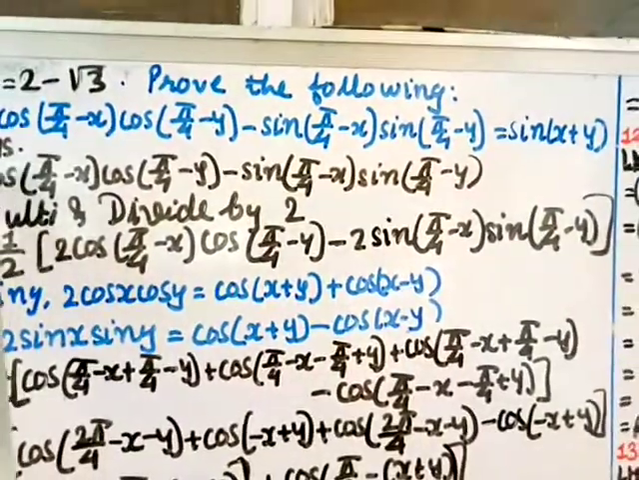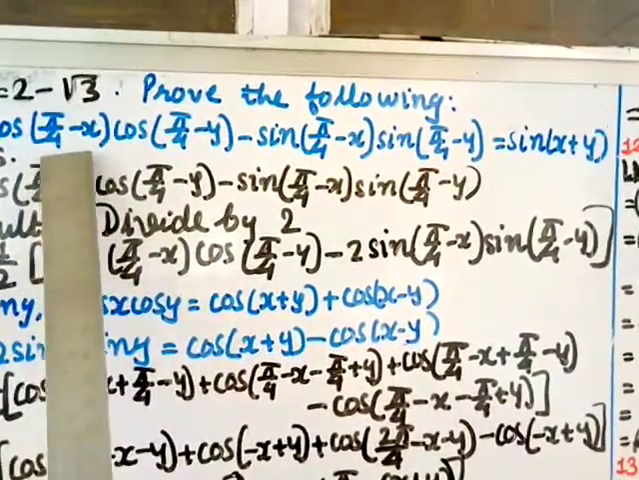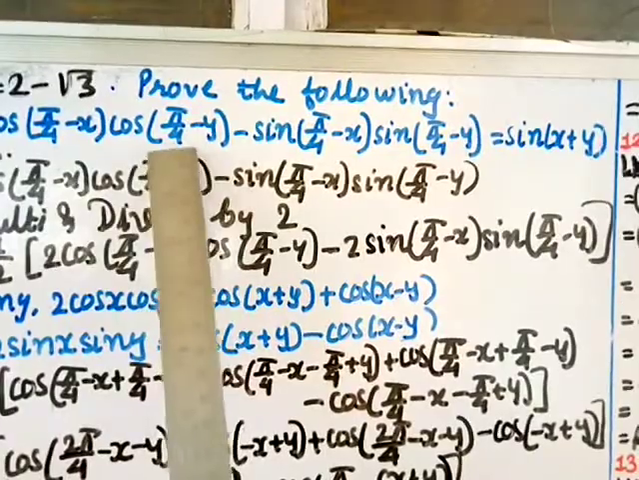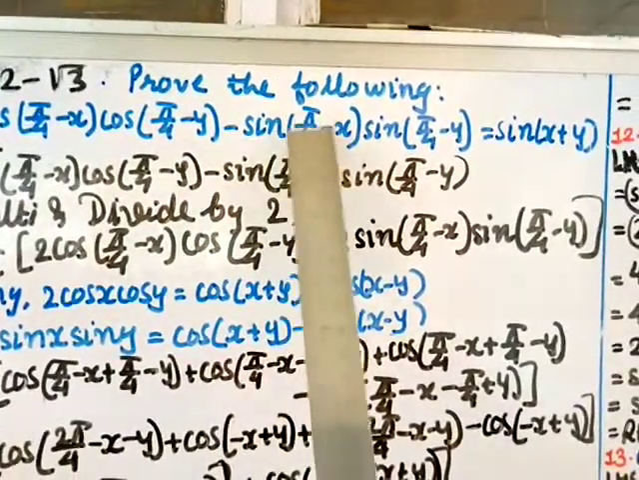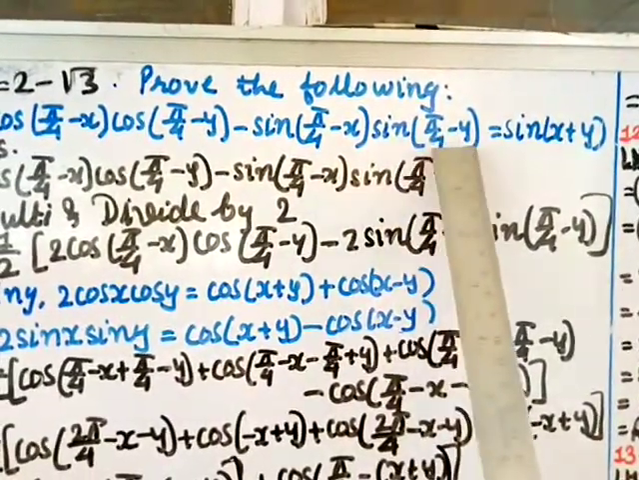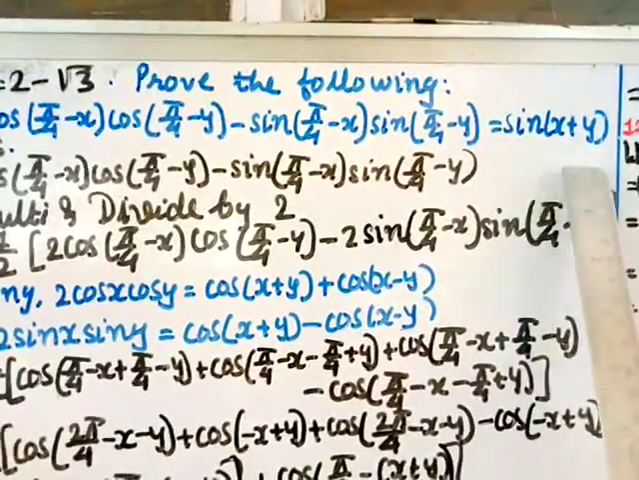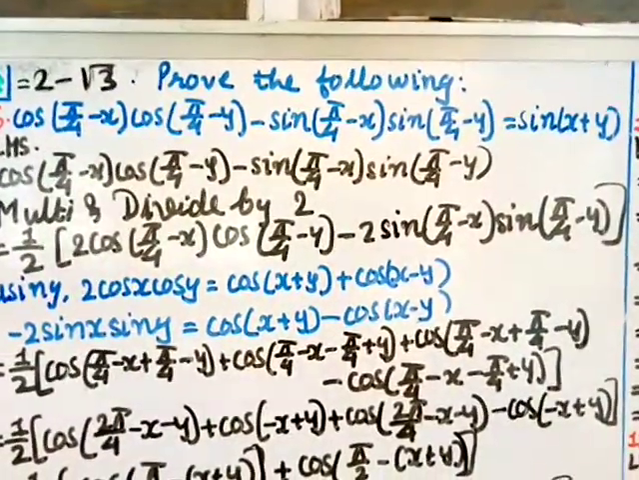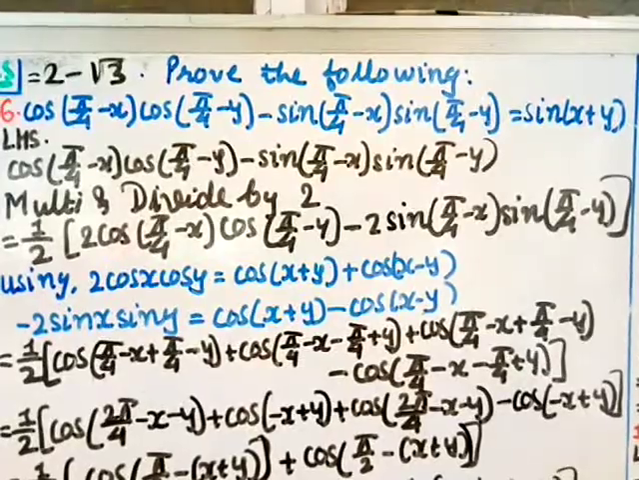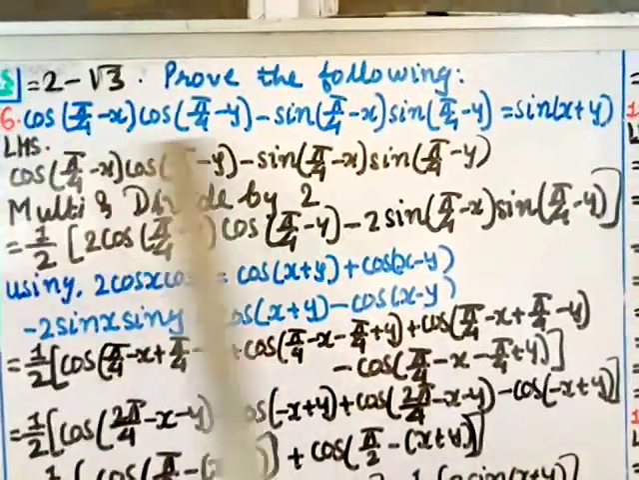Prove the following. Question number 6. Cos of pi by 4 minus x, cos of pi by 4 minus y, minus sin of pi by 4 minus x, sin of pi by 4 minus y, equal to sin of x plus y. This directly I can compare with the formula of sine and solve it, but I am doing it a little differently. So I'll take the left hand side first.